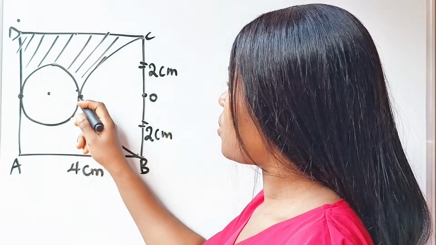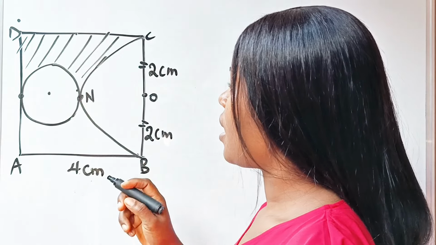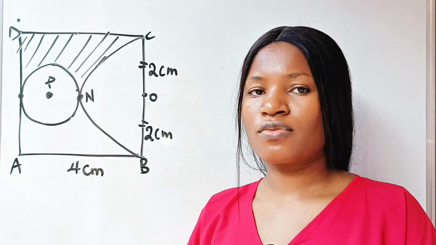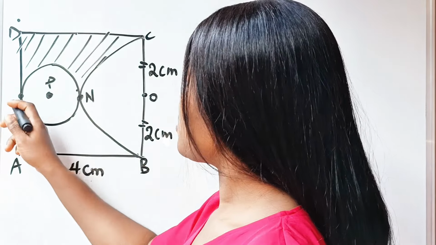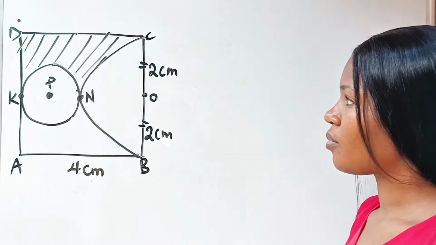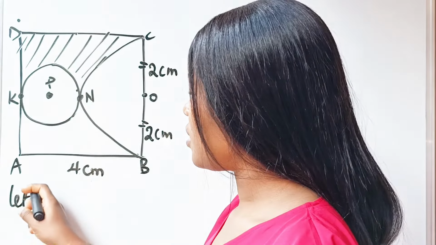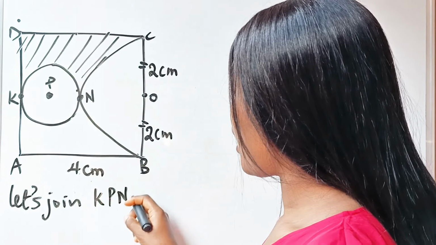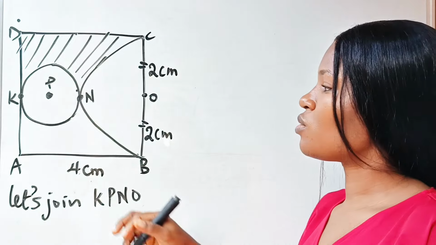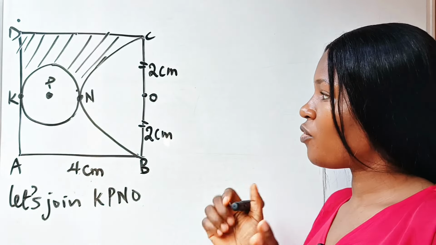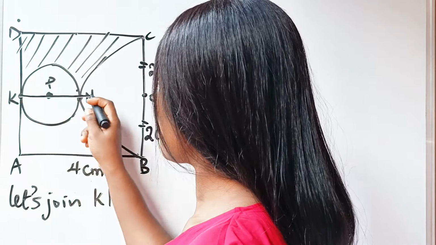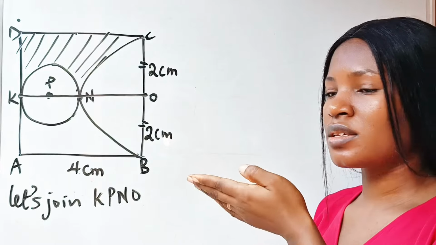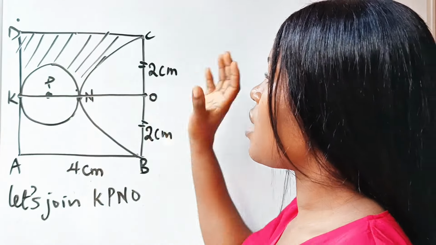Now let's call this meeting point N. Let's call this center P. This is the center of the smaller circle. Let's call this place K. All right. So first, let's join K, P, N, O. Let's use a straight line to join K, P, N, O. So if we do that, we'll have this, okay? And having done that, we have formed a rectangle.